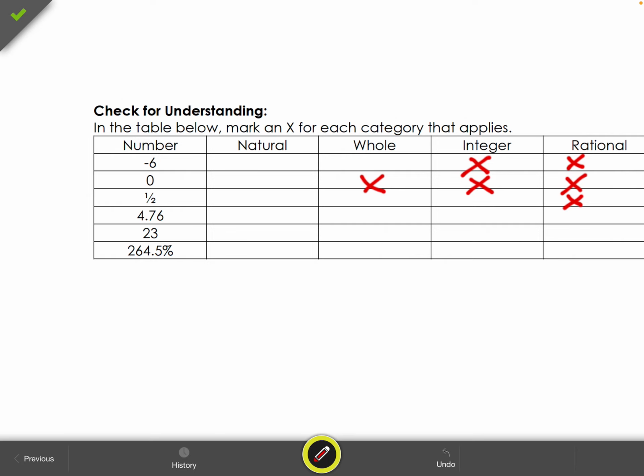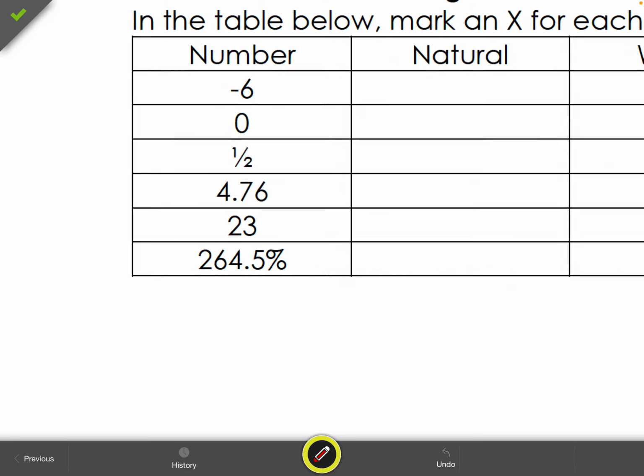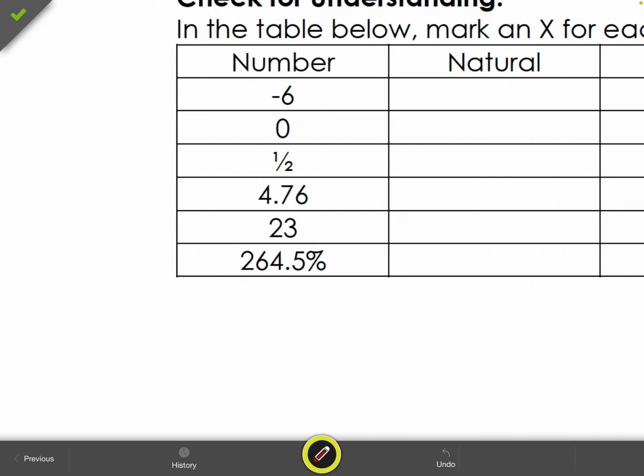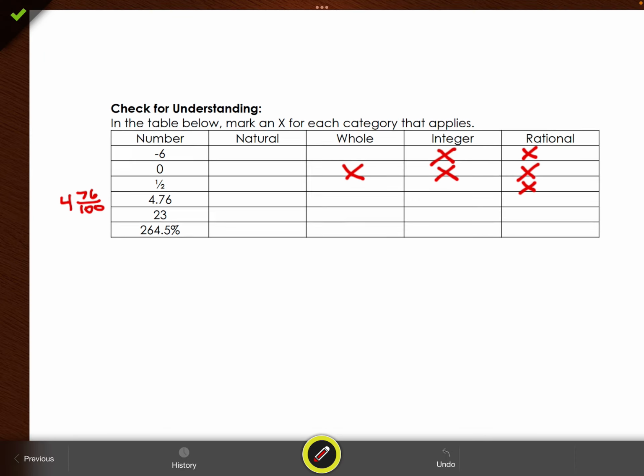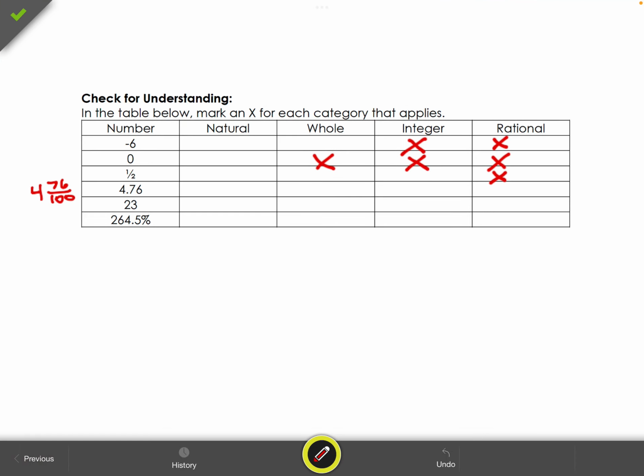4 76/100. I can also, if it helps you, when you have these with decimals, you can rewrite it as a fraction. I'm going to do the same here. I'm not even going to reduce it. I'm just going to know, hey, I can write this as a fraction. 4 76/100. So that is a fraction. It is not natural, whole, or an integer. However, I just showed to you that I can write it as a fraction, so it is going to be rational.